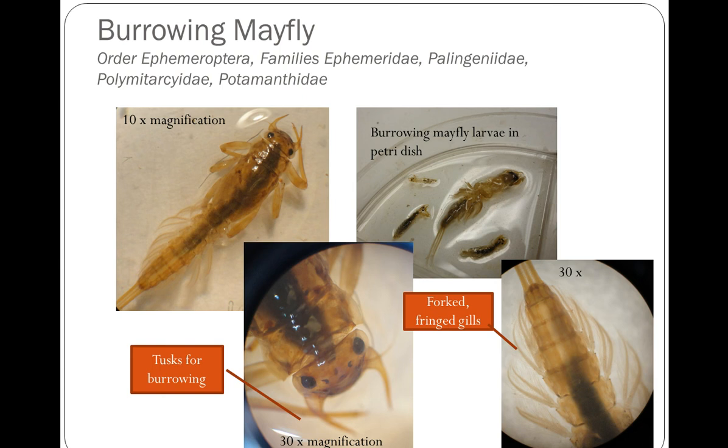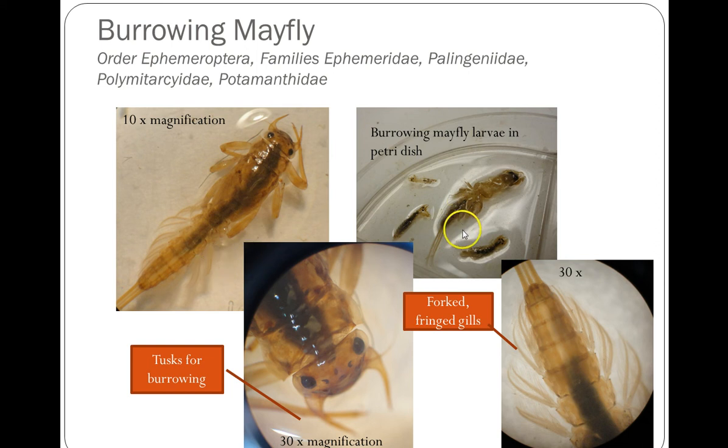Next we have the burrowing mayfly, made of four different families. Basically, this is what you're looking for: tusks on the front of the head, which they use for digging, and they also have forked gills along the abdomen. So those help set it apart as a burrowing mayfly.